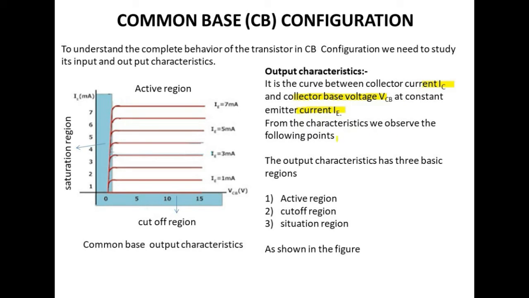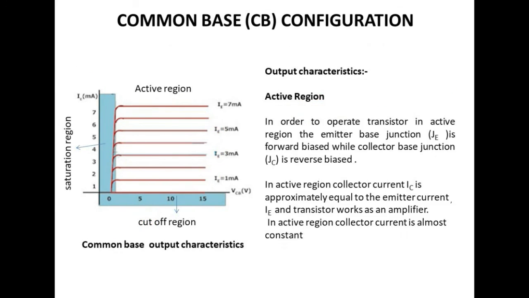From the characteristics we observe the following points. The output characteristics has three basic regions. Here we see this region is the active region, this is the saturation region, and this is the cutoff region. Now we will study the active region in the output characteristics of the common base configuration.